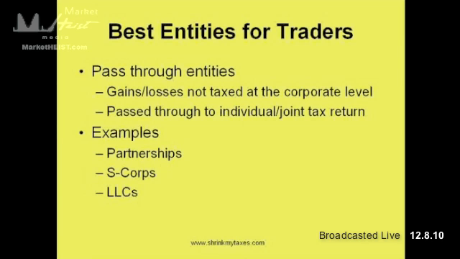The best entities for traders are going to be pass-through entities. What this means is that the gains and losses are not taxed at the corporate level, but they're passed through to the individual or joint tax return. Examples of these would be partnerships, S Corps, and LLCs. You've also got C Corps, and I don't recommend C Corps for a trading business because you're taxed twice. You're going to be taxed at the C Corp level, then at the individual level, and the losses are actually contained within that C Corp. You can't pull those down to your individual tax return and offset other income. So those aren't really recommended.